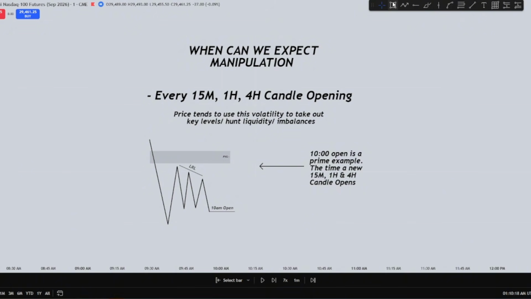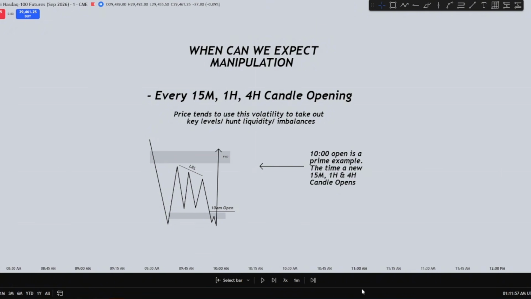Now, we can look at this in the opposite way as well. We can use 10 a.m. open to target maybe an imbalance down here. Let's say this is an unmitigated 15-minute fair value gap. 10 a.m. will likely open up in the opposite direction that price actually wants to distribute. It'll open up lower into this 15-minute imbalance, to where we can expect distribution higher, targeting all of our liquidity.